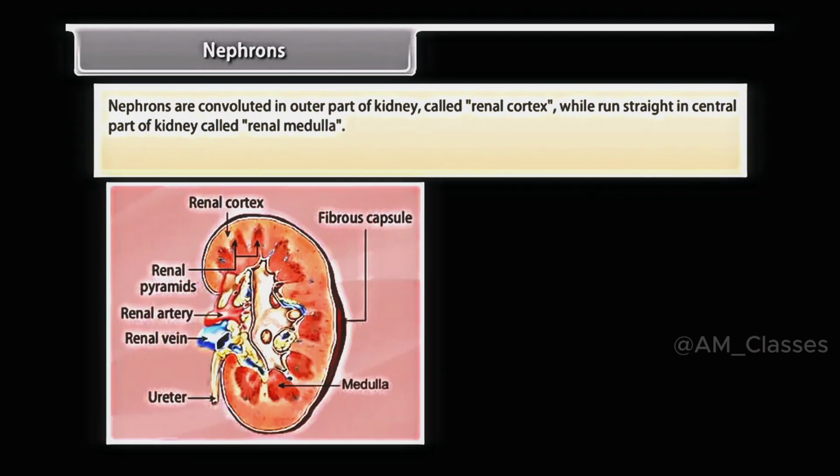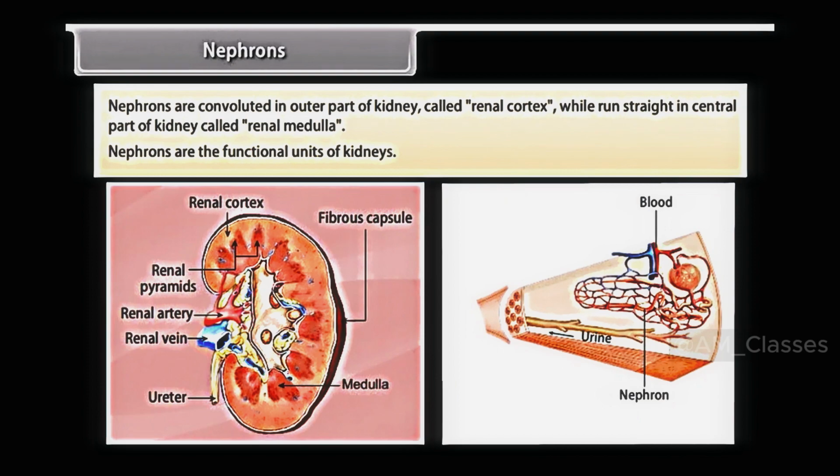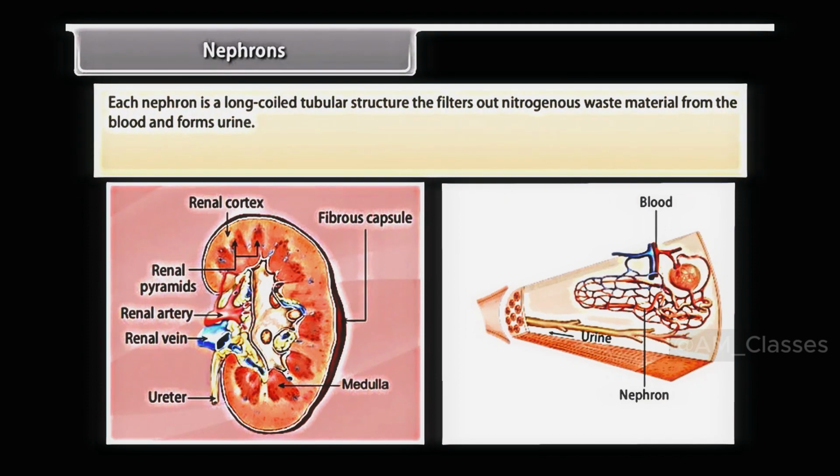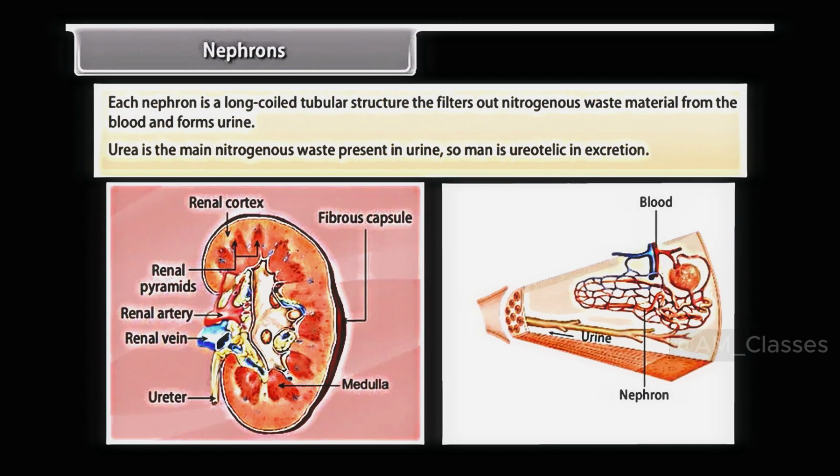Nephrons. Nephrons are convoluted in the outer part of the kidney called renal cortex, while they run straight in the central part of the kidney called renal medulla. Nephrons are the functional units of kidneys. Each nephron is a long-coiled tubular structure that filters out nitrogenous waste material from the blood and forms urine. Urea is the main nitrogenous waste present in urine, so man is ureotelic in excretion.